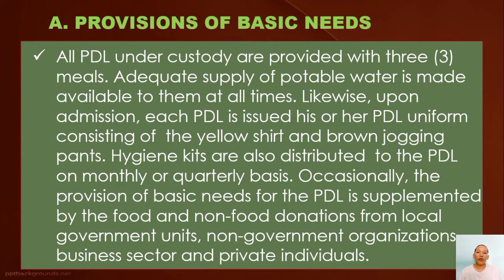So, provision of basic needs. It means that the offenders are provided by the government with the 3 meals: the breakfast, lunch, and lastly the supper. Giving them enough supply like water, uniform, hygiene kits, and especially the basic needs.